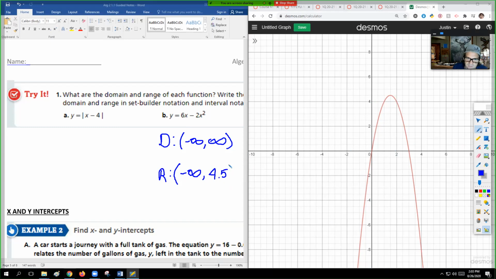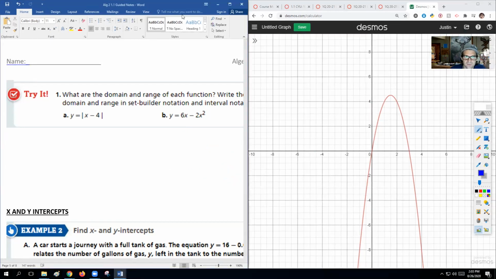That'd be tough to figure out without a graphing calculator. Let me try that again. I'm staring at the wrong thing. I've got to use this pen here. So it's that hard bracket there. Okay, so there's domain and range real quick.